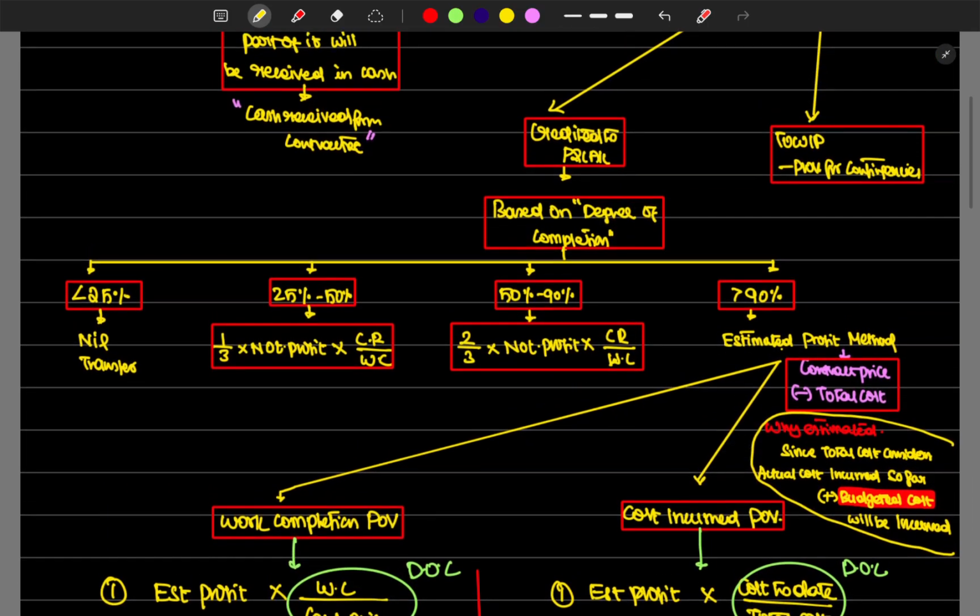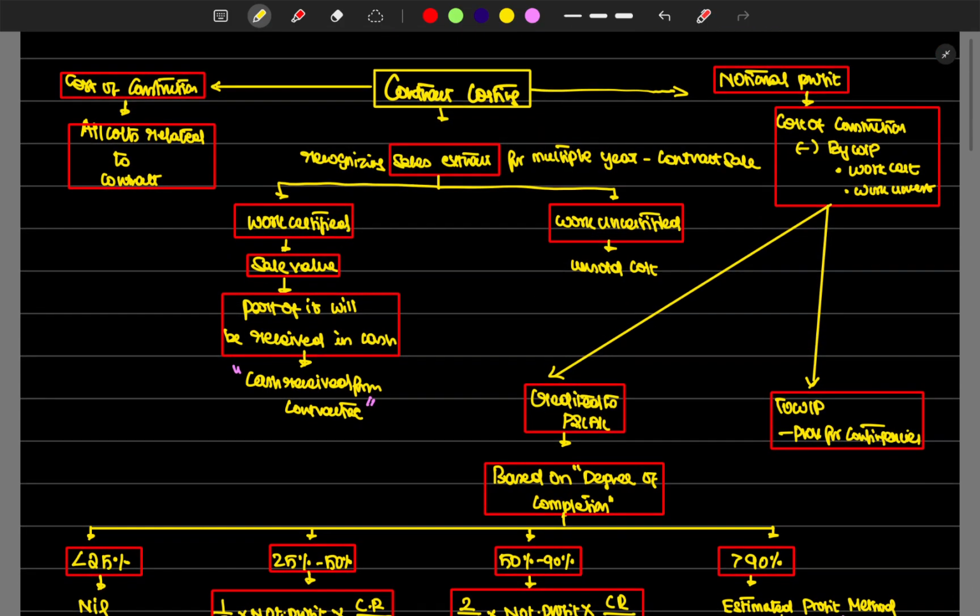Okay, what does it mean by contract costing? Contract costing means there is a contract which prolongs for more than 1 year, and we have to recognize the sales for the particular year. So we have to prepare the P&L in a specific manner that focuses more on contracts which prolong for more than 1 year.